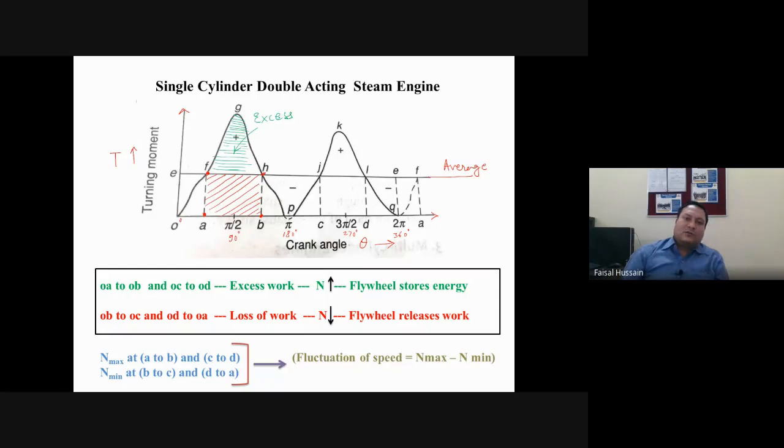Okay, so the system wants only requirement A, F, H, B. This is the requirement of the system. But excess is FGH. So this excess requirement will be stored in flywheel. Excess energy will be stored in flywheel in terms of kinetic energy.